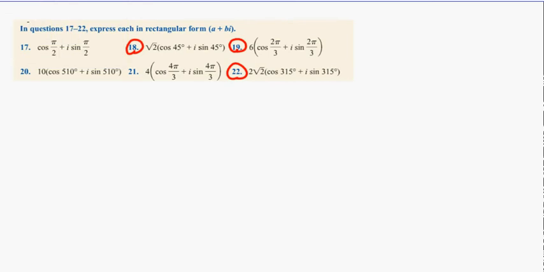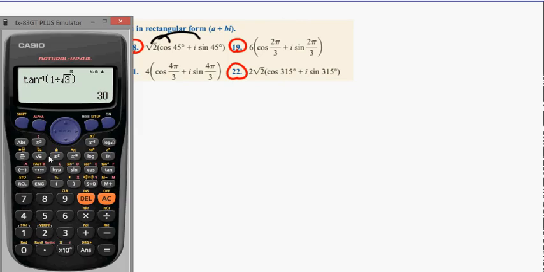Okay guys, so in the next question, question 18, express each of these in the regular form a plus bi. So guys, it's literally just multiplying these out. So it's going to be root 2 multiplied by cos 45. Just make sure cos 45 is on the outside. And what we get here is 1.